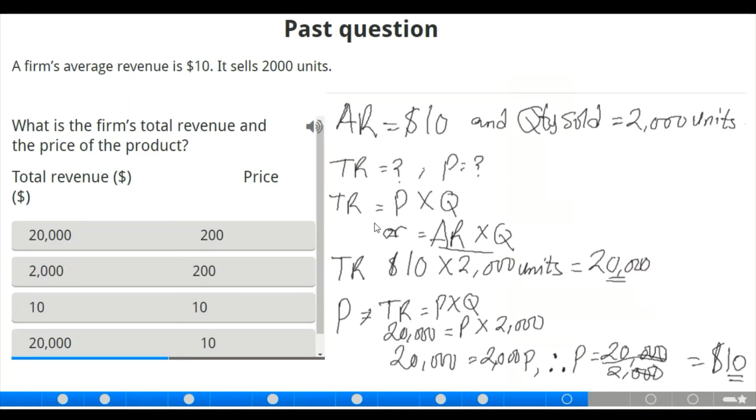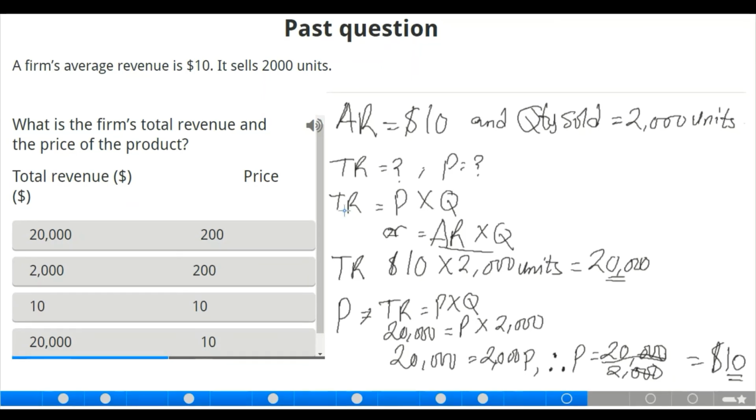We also have a little calculation here. A firm's average revenue is $10. It sold 2,000 units. What is the firm's total revenue and the price of the product? Here we have the total revenue and the price. Now let us calculate our total revenue and price. According to our formula, we said what? We said our total revenue is our price multiplied by quantity. Why what?